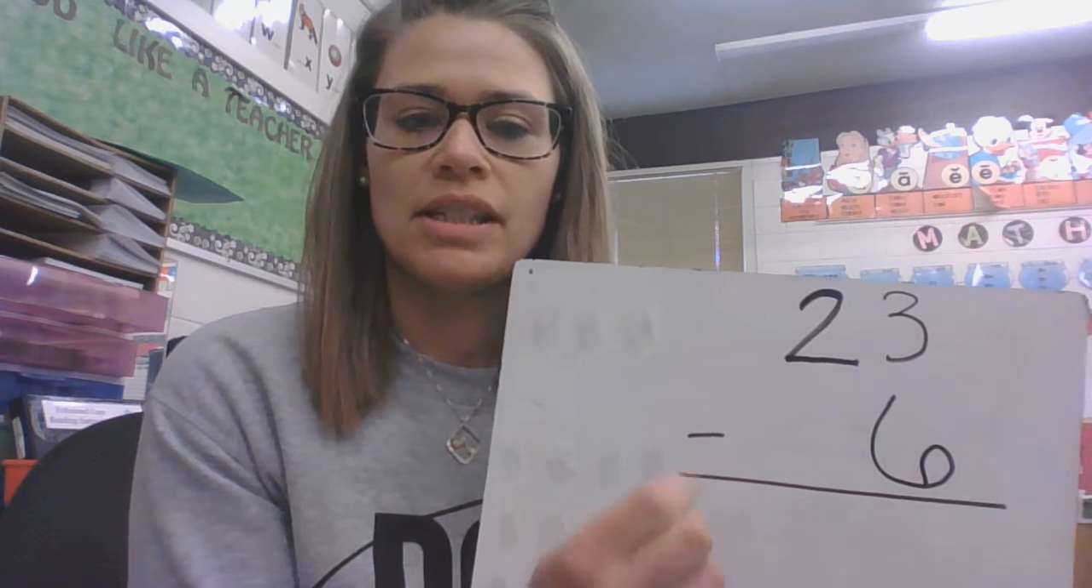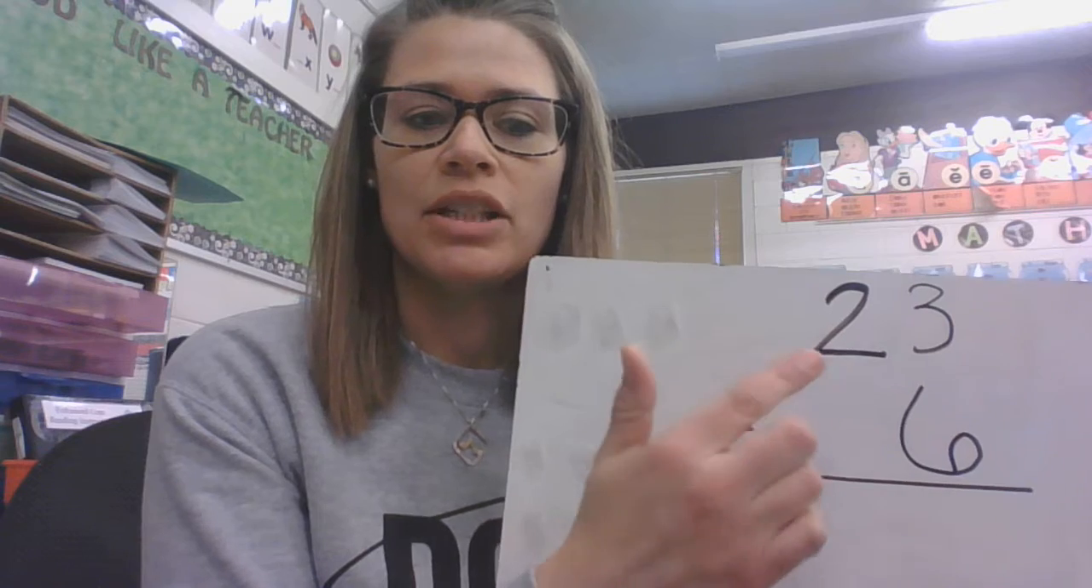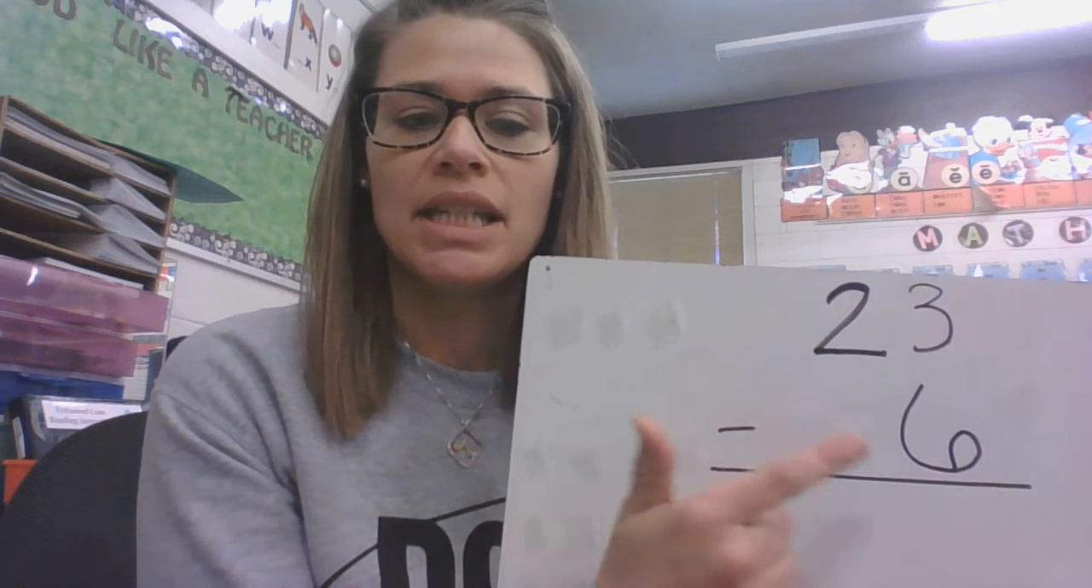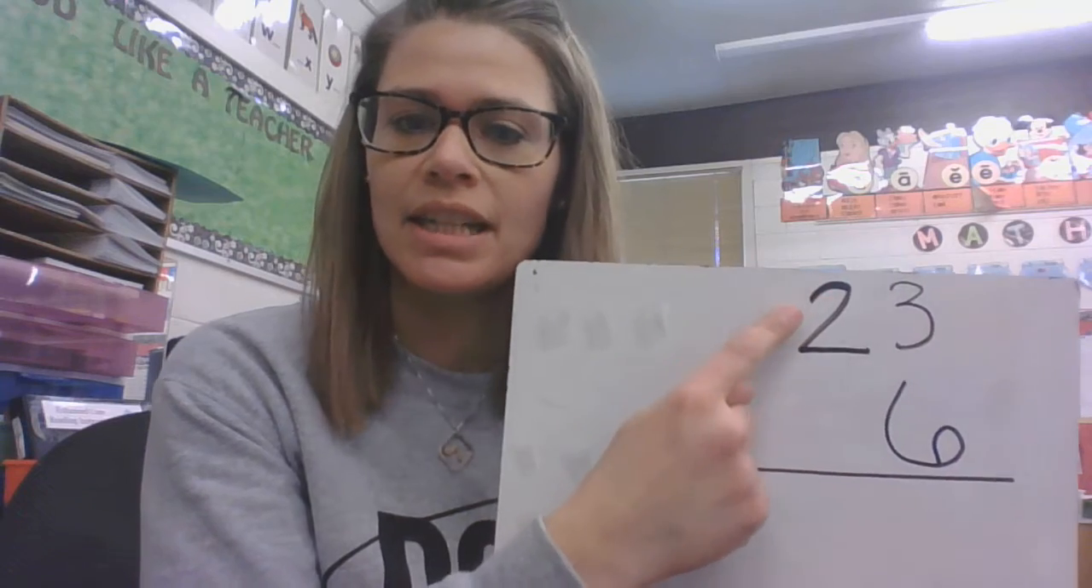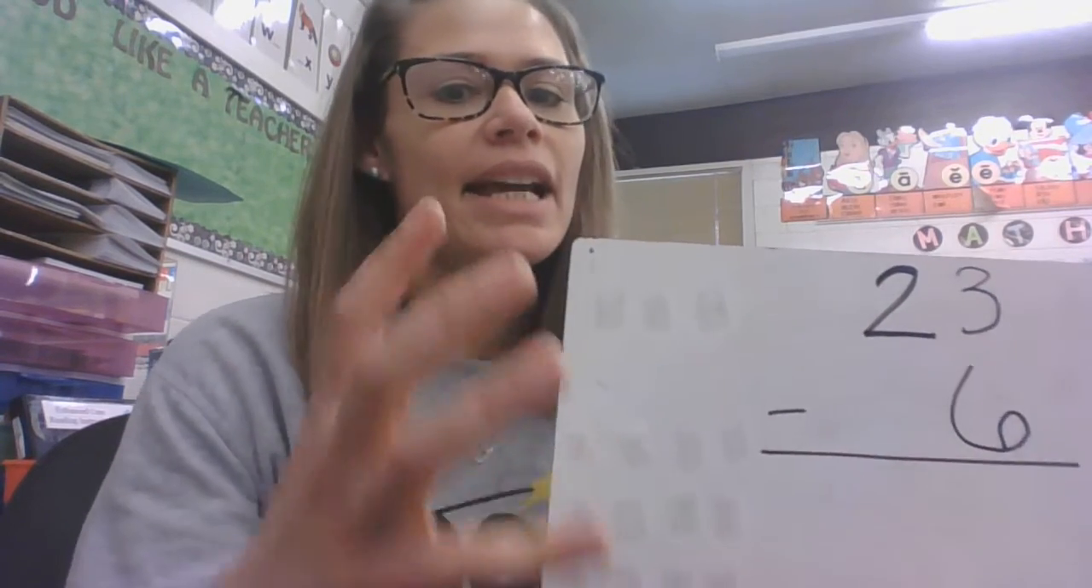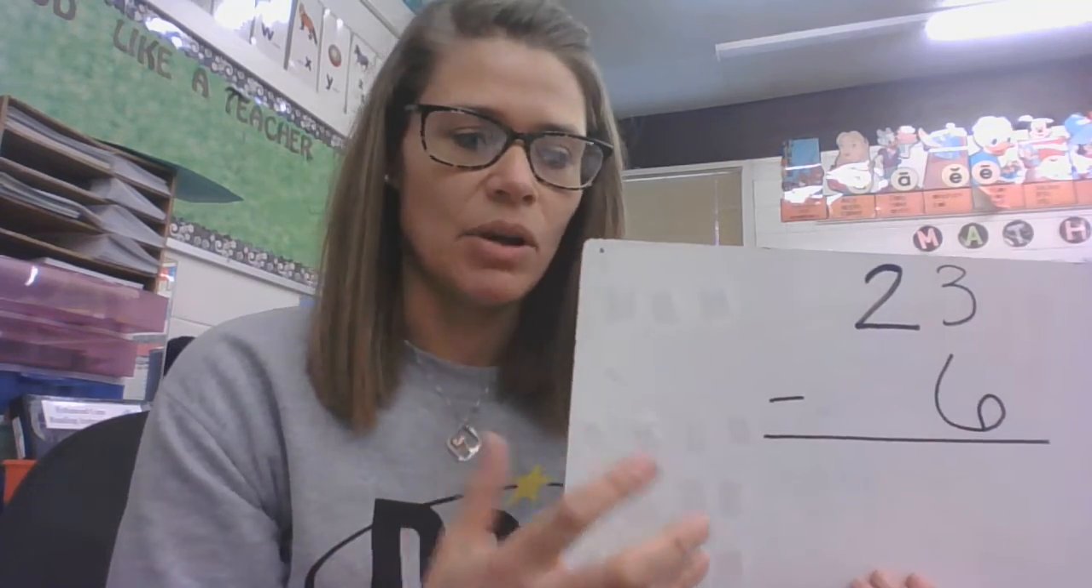Okay, so today we are going to work on that double digit subtraction. My first number is 23 and I'm going to take away 6. So do I need to make both of these numbers or just one number? I just need to make my bigger number because I'm not adding on today, I'm taking some away.